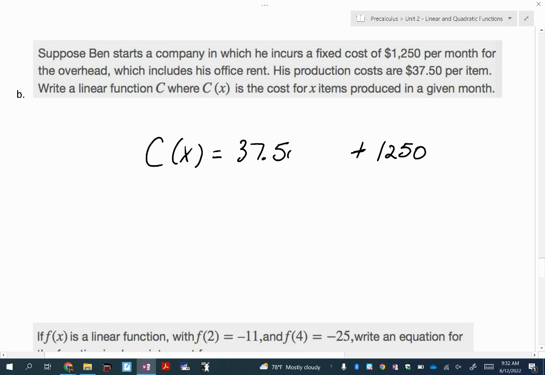So that's where I put my slope as my m, and I'm going to put x, right? Because it says that's the input, that's the number of items produced in a given month. So if they told me that he produced 10, I would substitute 10 for x. I can find the total cost. If they produced 100, same idea. So this right here answers this question.